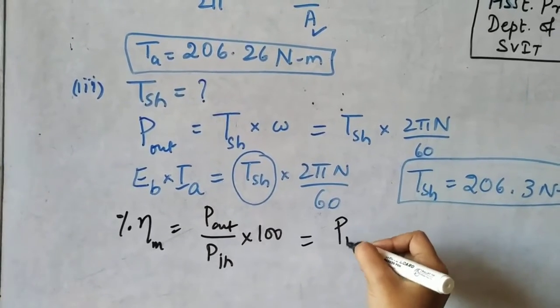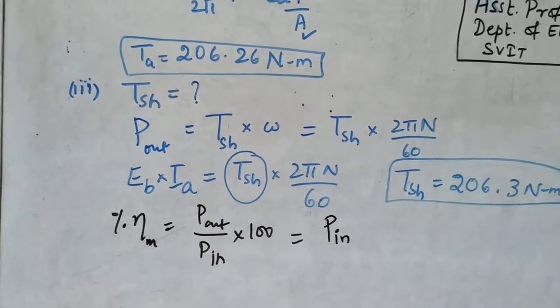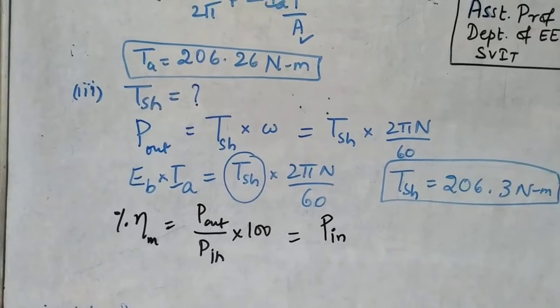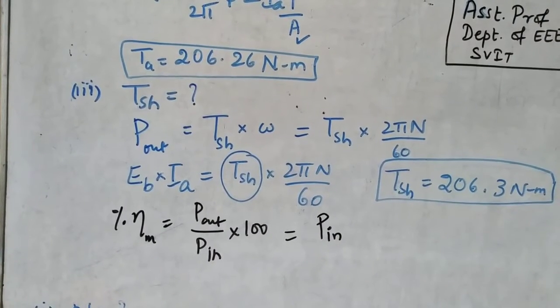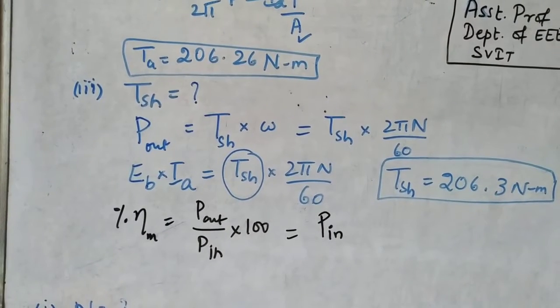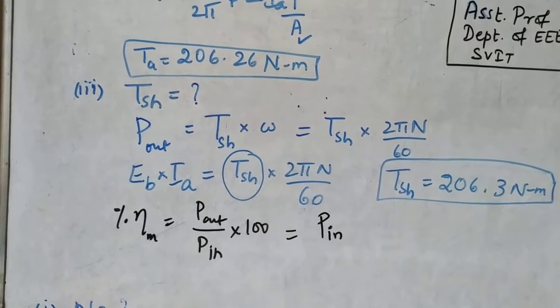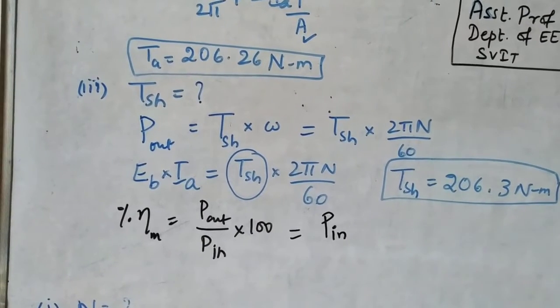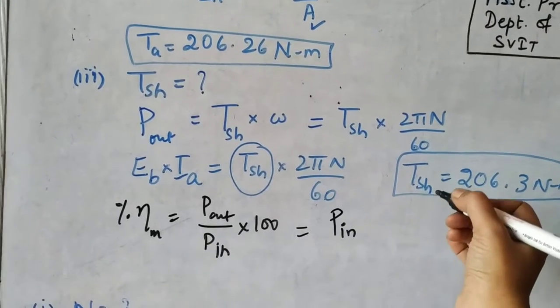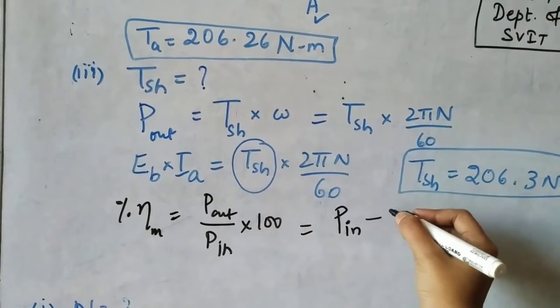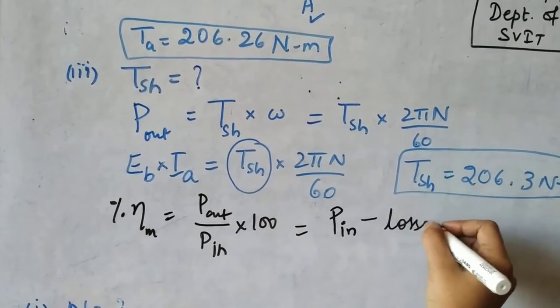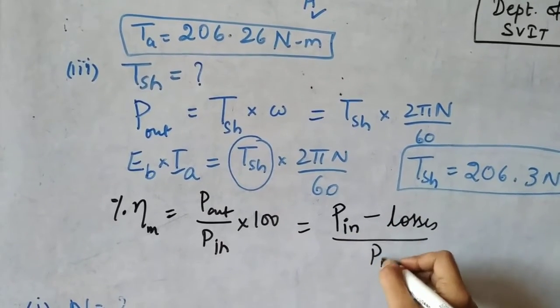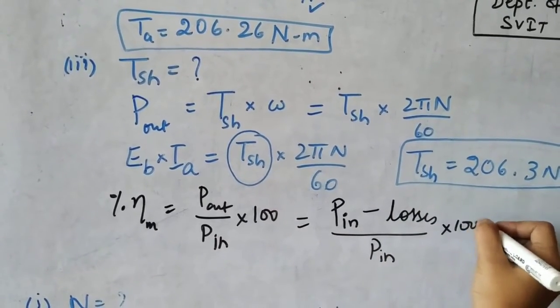As we all know, the input power is nothing but the output power plus losses. So P out will be equal to input power minus the total losses. So efficiency is input power minus the total losses divided by the input power into 100.